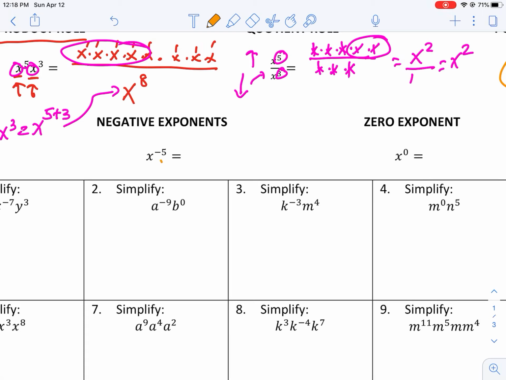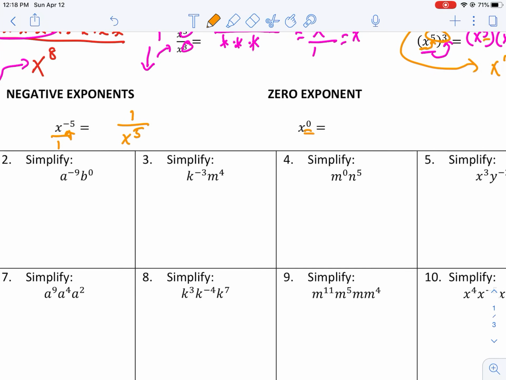The other two ideas: when you have a negative exponent, we can never have negatives. So to make an exponent from negative to positive, we look at it as a fraction. If it's on top, we move it down. If it was a fraction and it was on the bottom, we'd move it up. If there is no denominator, we just assume it to be 1, then we flip it, 1 over x to the positive 5th. That's how we get rid of that negative. That's pretty simple.